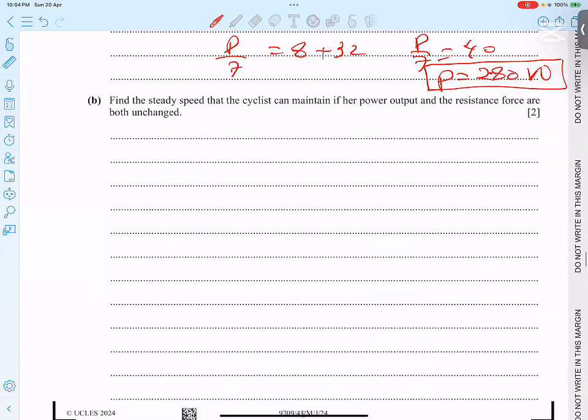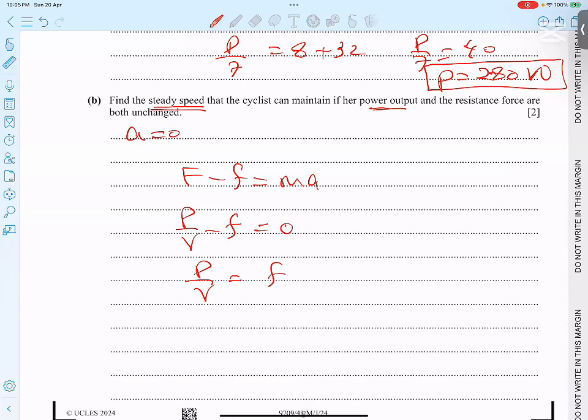Steady speed. What does steady speed mean, students? Steady speed means constant speed. So when constant speed comes, acceleration is confirmed 0. He said, find the steady speed when he can maintain his power output and resistance is unchanged. So again, same story. Capital F minus small f is equal to ma, and power by V minus friction force equal to 0. Power by V is equal to friction.